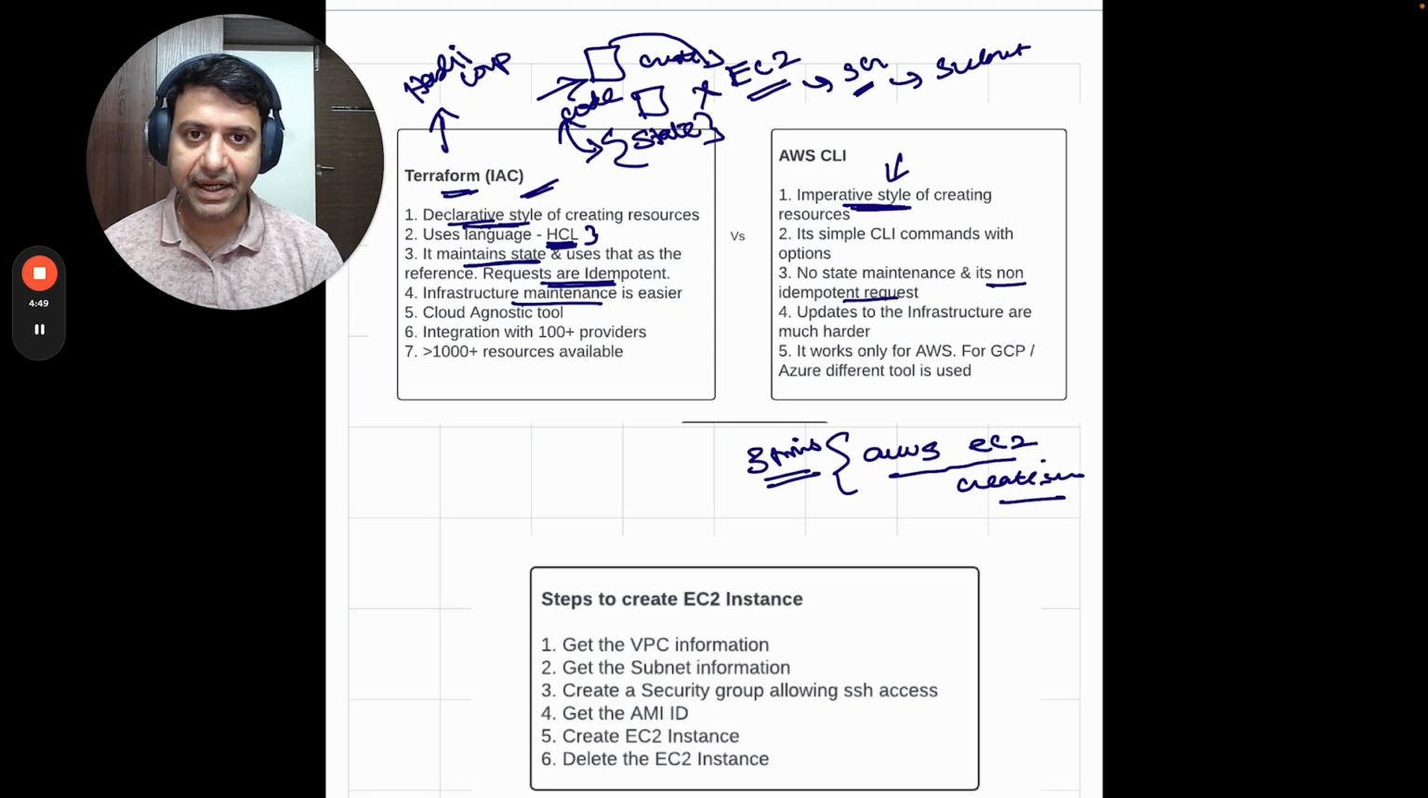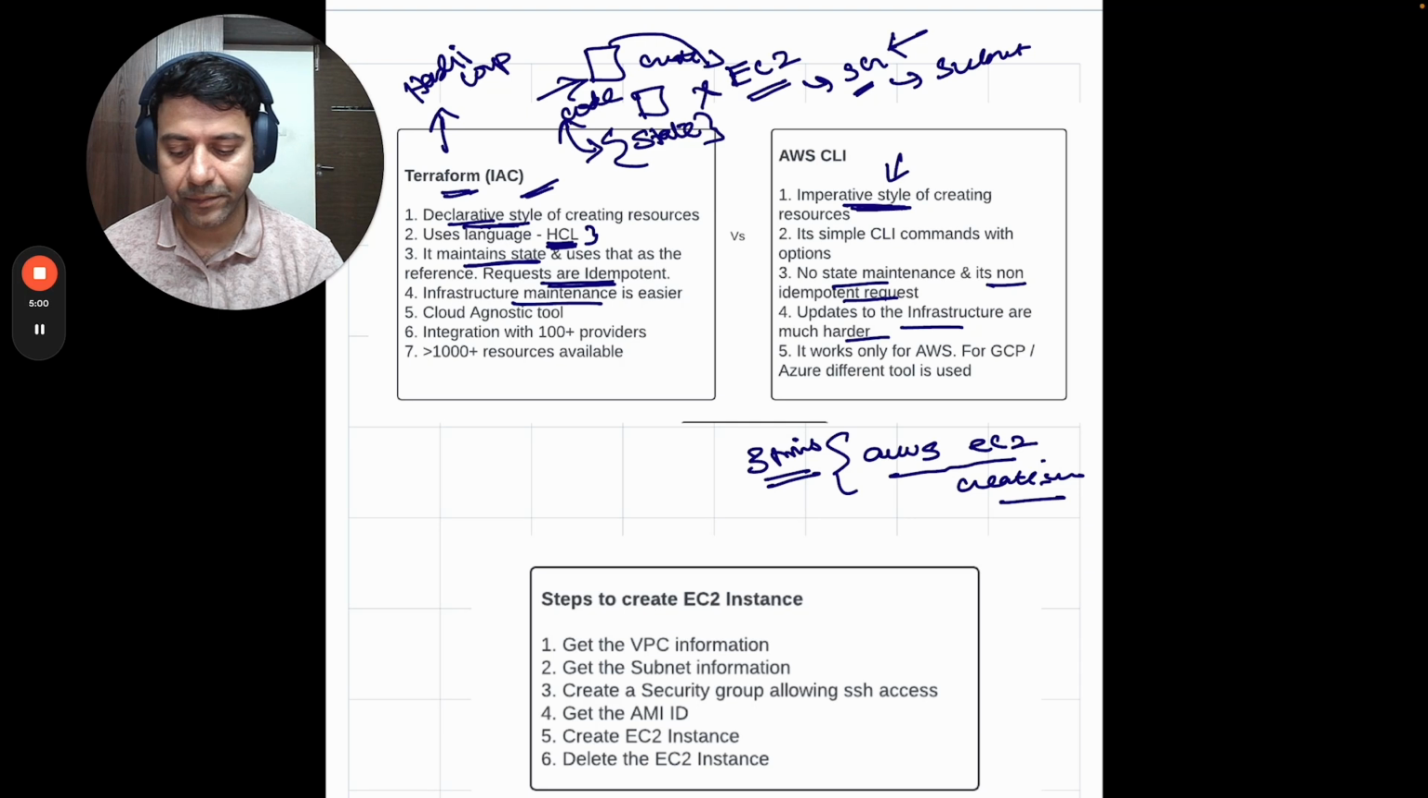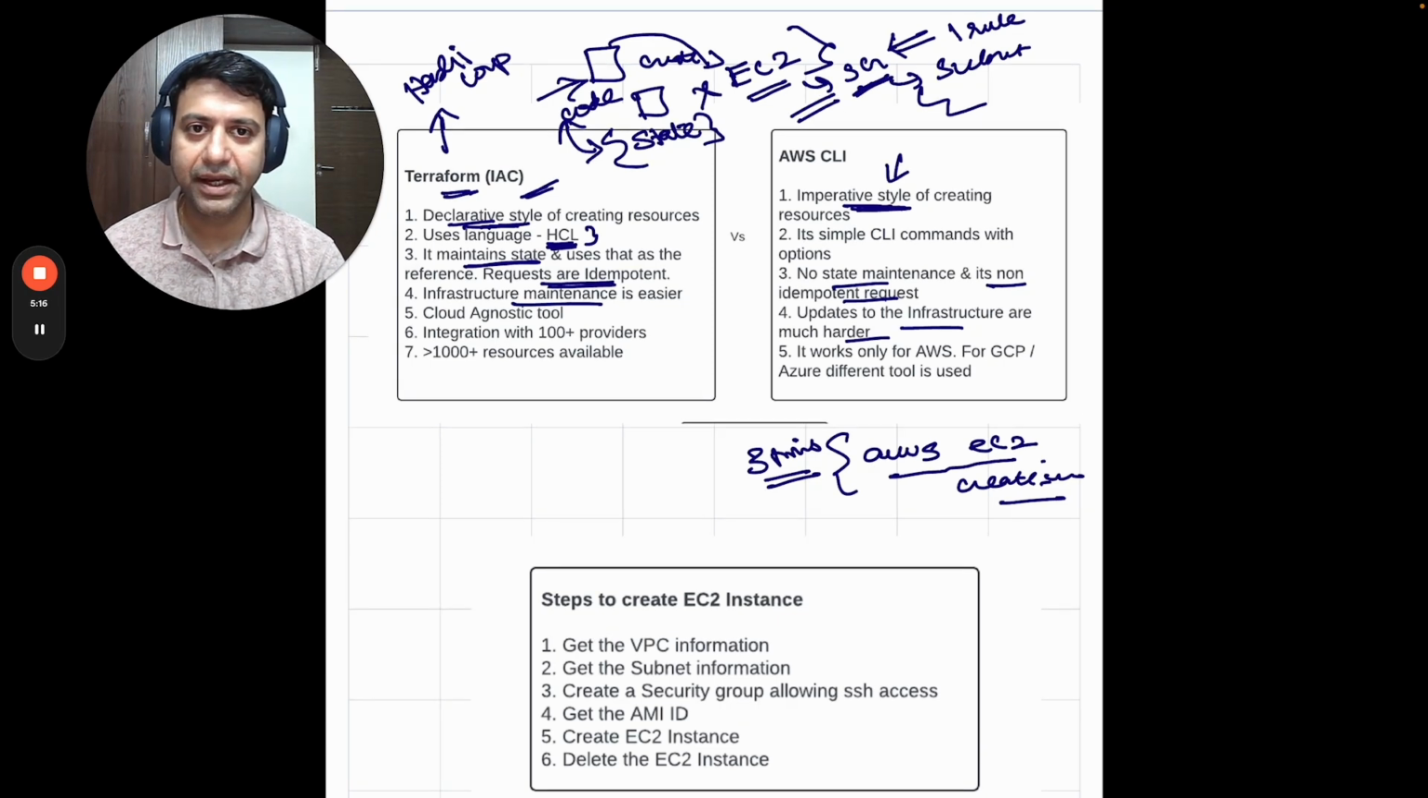To compare this against the CLI, there is no state maintenance, and it is very hard to maintain the infrastructure. The reason for that is, let's say you are updating a rule in a security group. You're going to update one rule in the security group, but you're not going to change the EC2 instance or subnet. In the case of CLI, you have to comment out all these things and only have the security group, and then run this security group so the rule will be added. That is a maintenance nightmare.